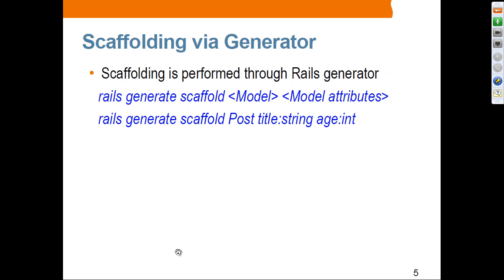The way that you are going to do scaffolding is using a generator. So you say rails generate scaffold, and then you specify the name of the model, and then the attributes. So here we say rails generate scaffold post. That is the name of the model, and the attributes the model contains are a title and age in this case.